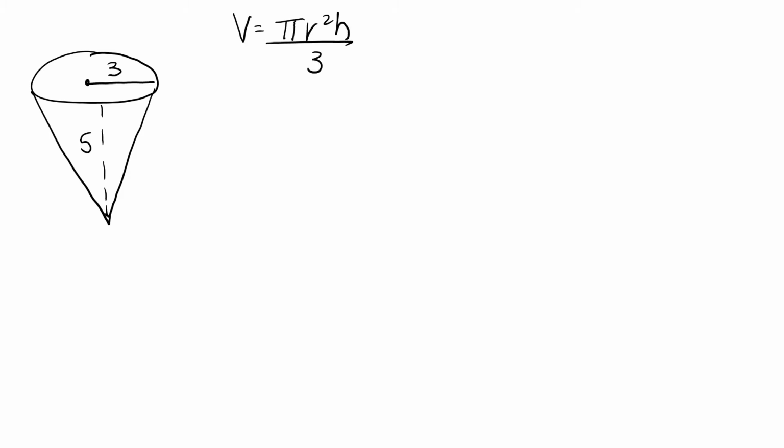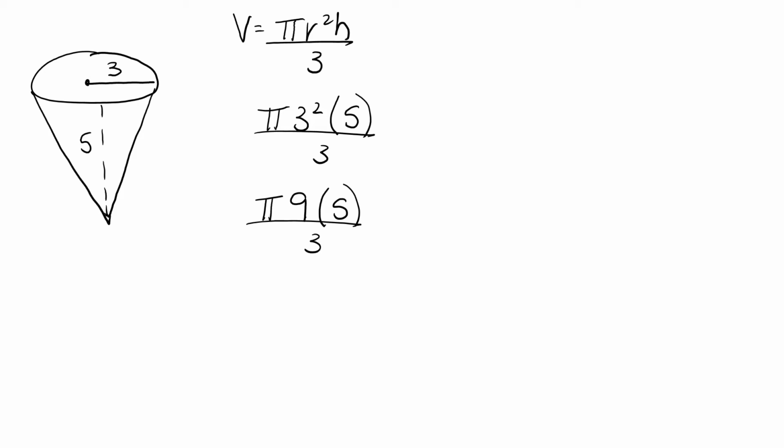For number 2, we have a cone that has a radius of 3, and it has a height of 5. We use our formula, pi r squared h divided by 3, plugging in the radius 3 and the height 5. We solve the exponents first, so 3 squared gives us 9. We then multiply the 9 times the height 5 to get 45. Dividing 45 by 3 to get 15.